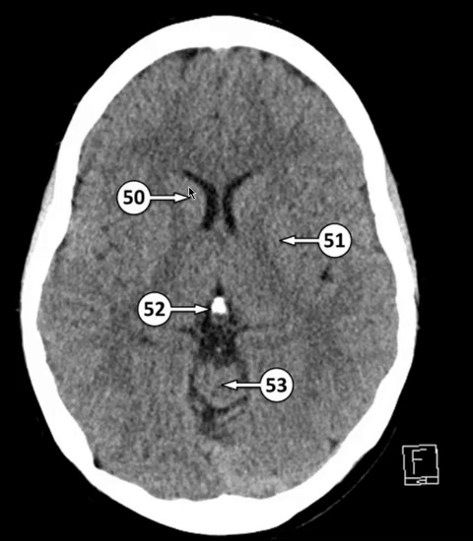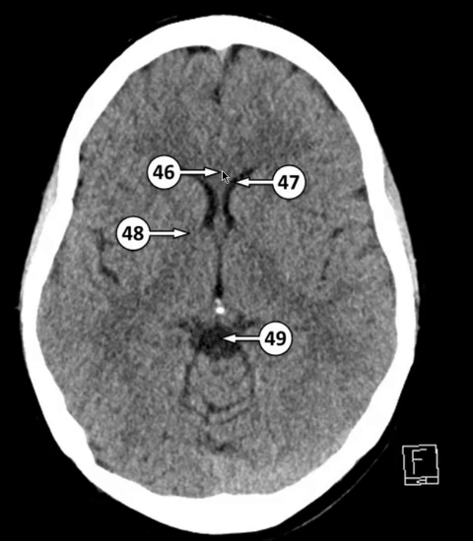Number 50, this is the head of the caudate nucleus. And 51 is the lentiform nucleus. 52, filled with brain sand, this is the pineal gland. And posterior to it, we have the superior vermis of the cerebellum.